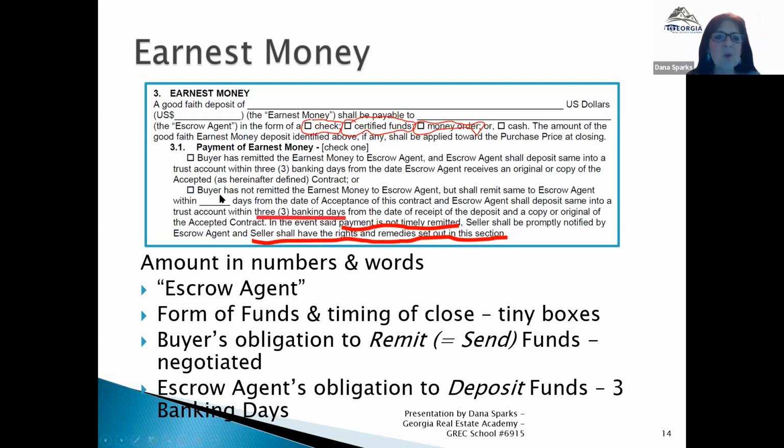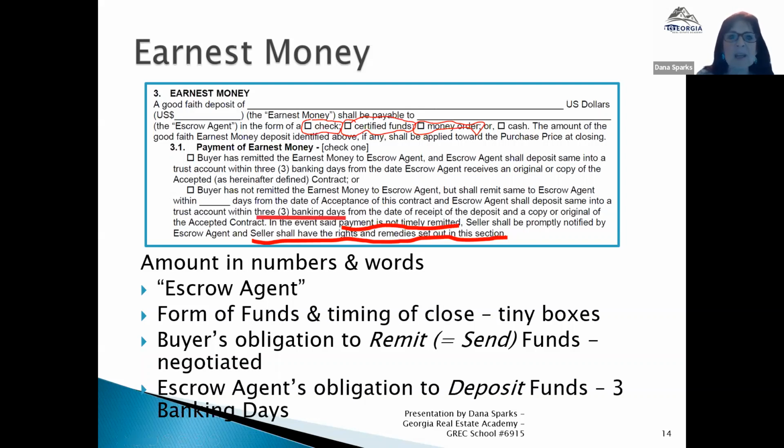So the time frame within which a buyer is obligated to send this good faith money to the holder is negotiated between the buyer and the seller. However, pre-printed is once the holder, the escrow agent, is in receipt, we have 3 banking days to make that deposit. Now, let's look at this last sentence.